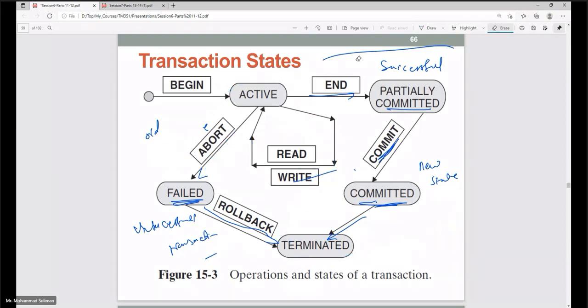You can see here what we have. We start with begin. Then the transaction goes to active. Then there will be read and write. Once it is completed, partially committed, then committed, then terminated. Committed means saved. If there is an abort, the transaction has failed. You make a rollback and then terminate the transaction. These are the states of the transaction.